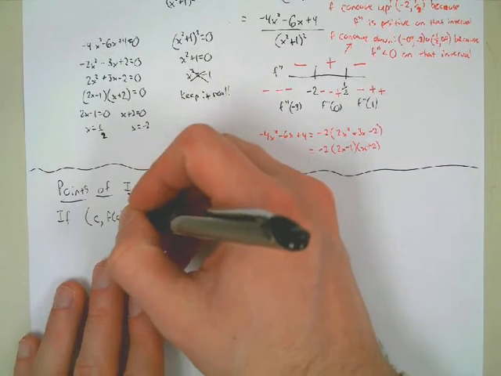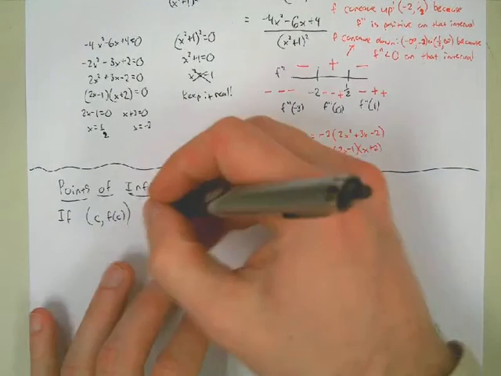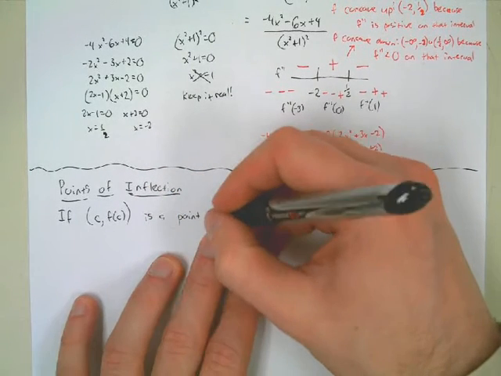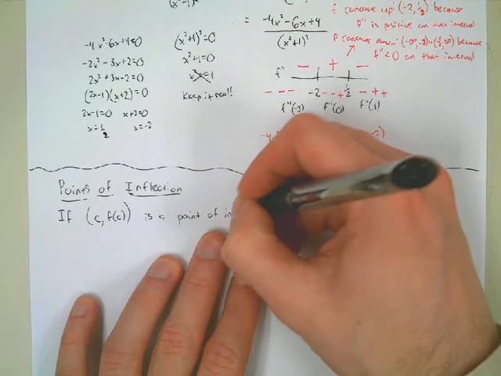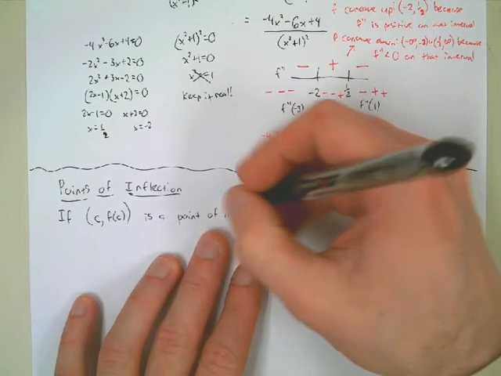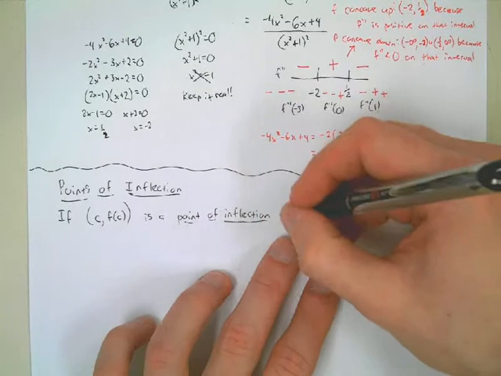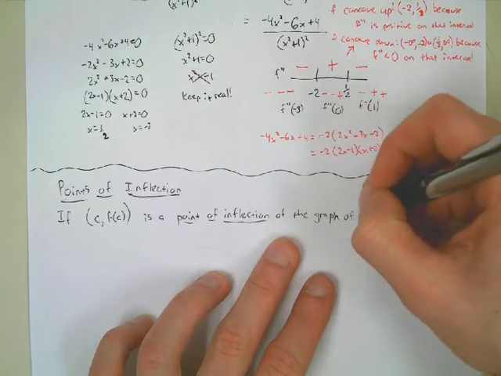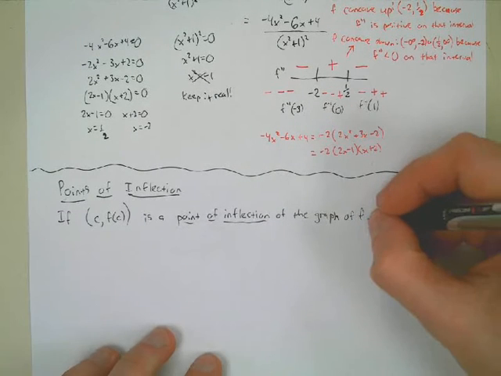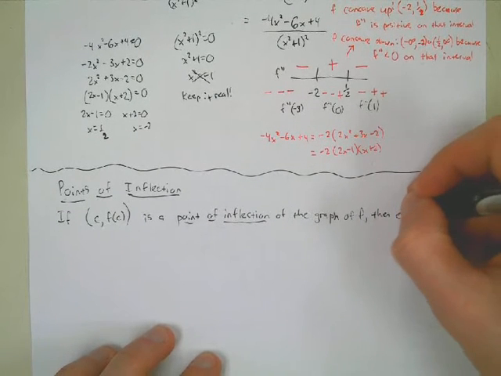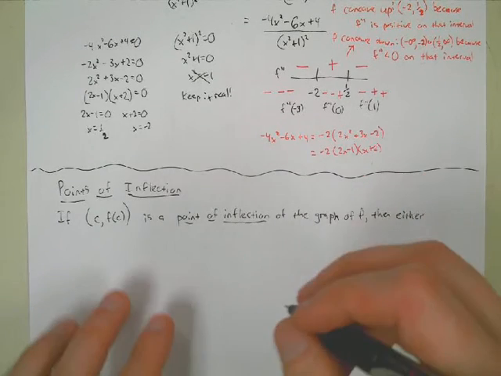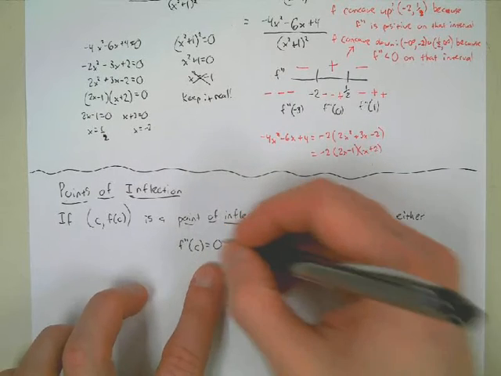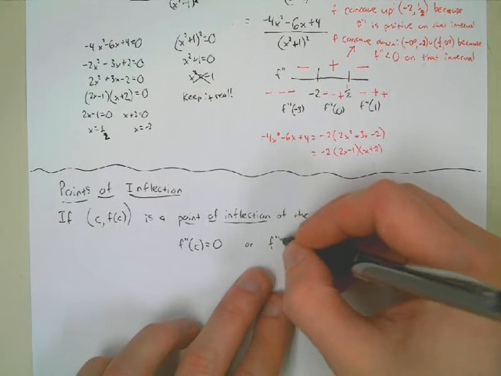Okay, if (C, f of C) is a point of inflection of the graph of f, then either f prime prime of that C value is 0, or f prime prime of C is undefined.